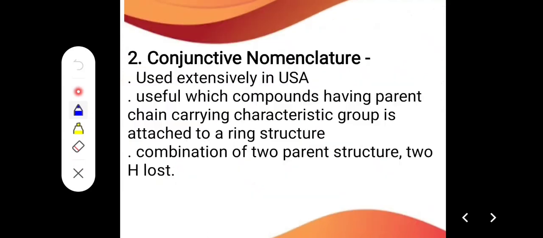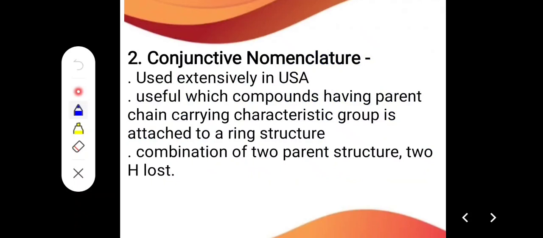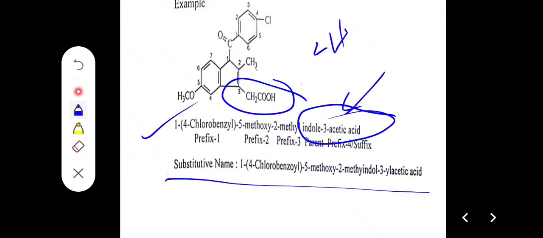Next one, conjunctive nomenclature, which is used extensively in the USA, United States of America. It is useful for compounds having a parent chain carrying a characteristic group that is attached to a ring structure. Hydrogens are lost due to the combination. For example, the combination of indole and acetic acid, where two hydrogens are lost. This is the systematic name of conjunctive nomenclature, and this is the substitutive name.